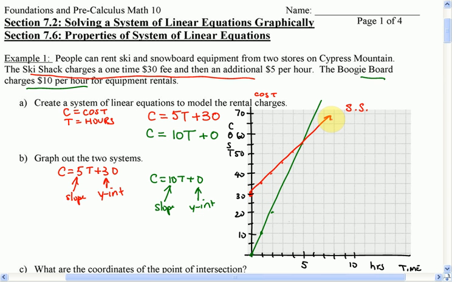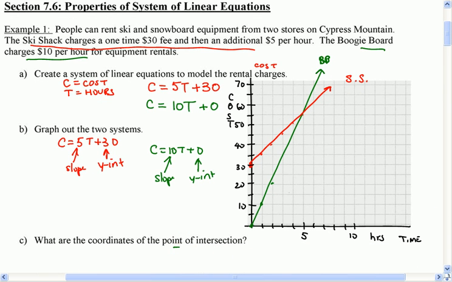The curious thing about what's happening here is that these 2 lines intersect. They intersect at what they call the point of intersection. And again, if you do this properly, you should see that the point of intersection is right here. And that, I believe, is 5 and 55. That's not right. Hold on.